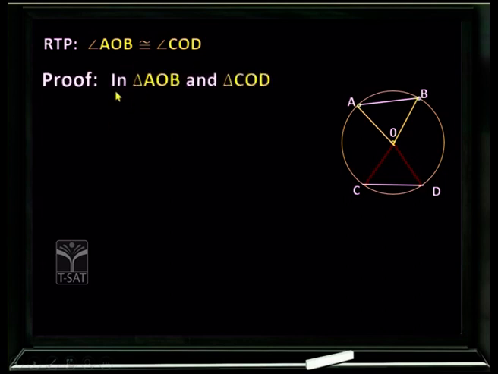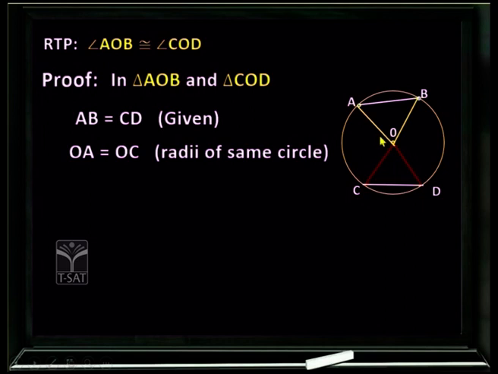So, for proving, in triangle AOB and triangle COD, AB is equal to CD. AB and CD both are equal. This is given because we have taken equal length chords. So, AB is equal to CD, both the equal chords, and OA is equal to OC. This is OA and this is OC, because both OA and OC are radii of the same circle. Radii of the same circle are always equal. OB is equal to OD. This is also a radius of the same circle. So, AB is equal to CD, OA is equal to OC, OB is equal to OD. That means three corresponding sides are equal.